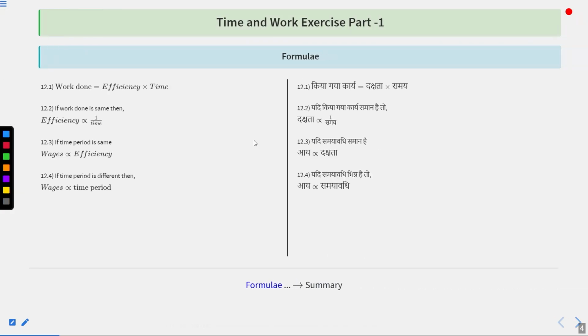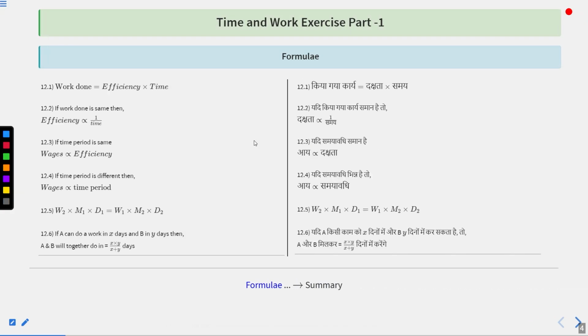These are the formulas which we are going to use in this exercise. Work done is efficiency into time. If work done is the same, then efficiency is inversely proportional to time. If the time period is the same, then wages is directly proportional to efficiency. If the time period is different, then wages and time period are directly proportional to each other. WMD, that is W2 M1 into D1 equal to W1 into M2 into D2, that is the product of work, number of people working, and number of days is constant.